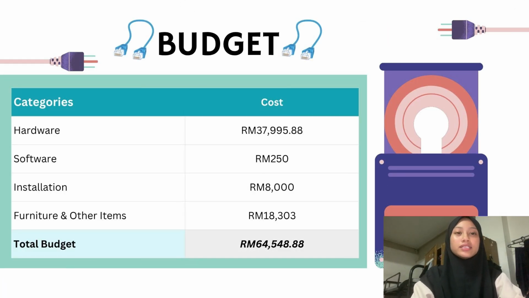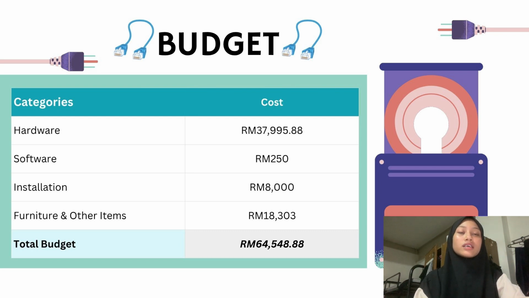Next, I will explain the estimated budget for our proposed computer laboratory. The total estimated budget is RM64,548.88. This budget is divided into 4 main categories. First, the hardware cost is RM37,995.88, which includes computers, networking devices, a projector, a printer, speakers, and other equipment.